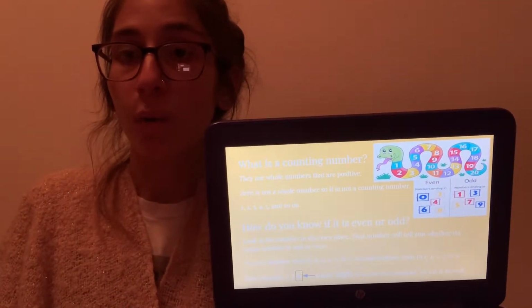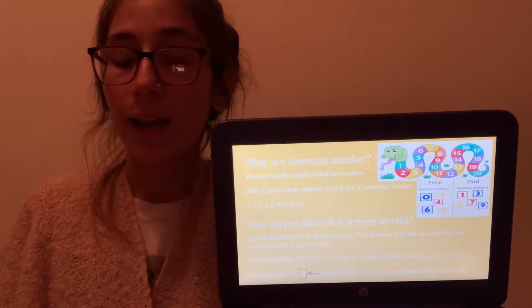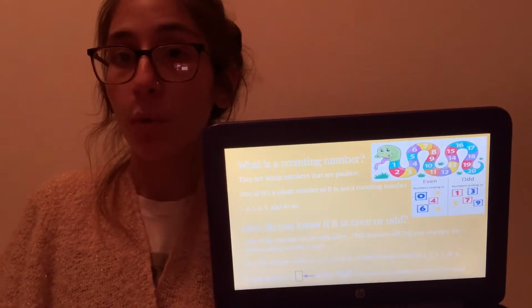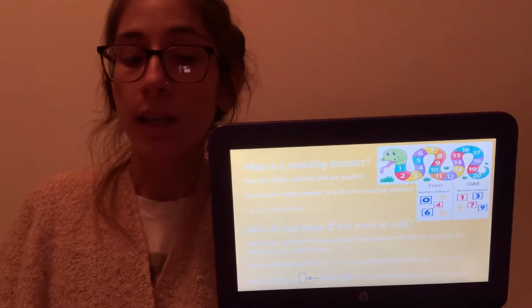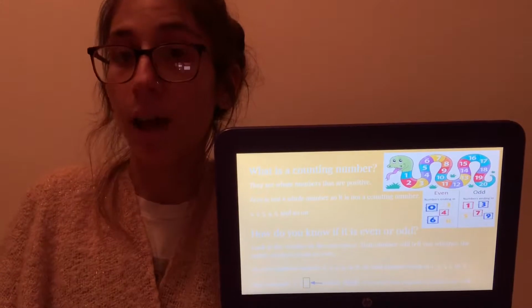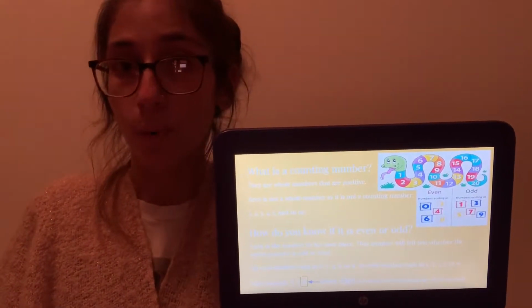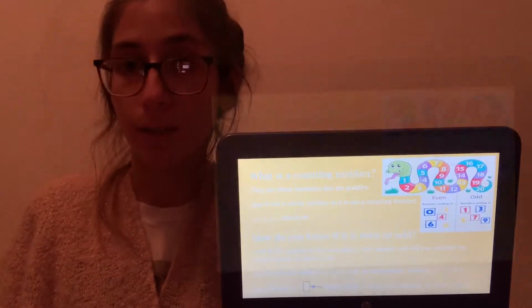Does anybody know what counting numbers are? No, well, okay. A counting number is a whole number that is positive. 0 does not count as a whole number, so therefore it is not a counting number. 1, 2, 3, 4, 5, and so on are counting numbers.